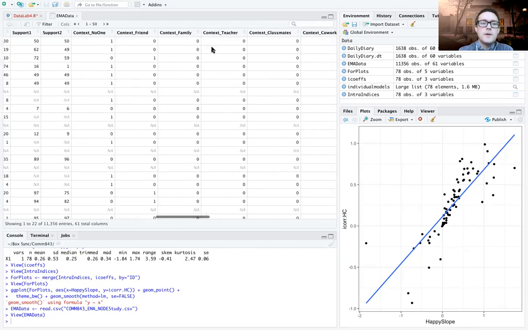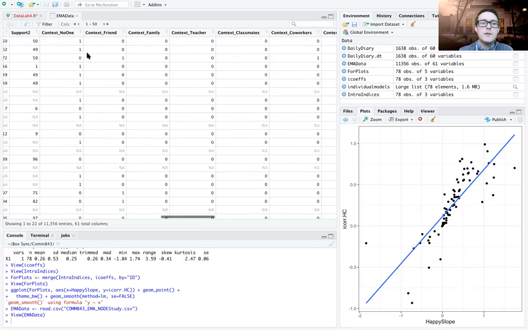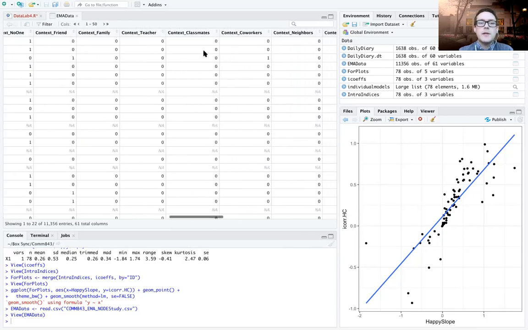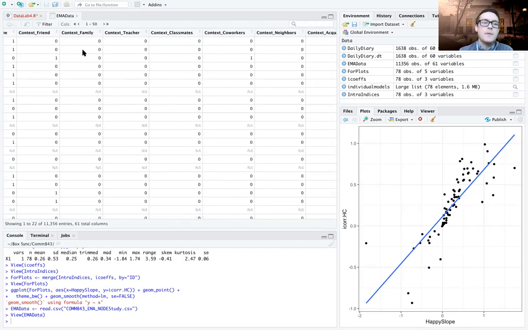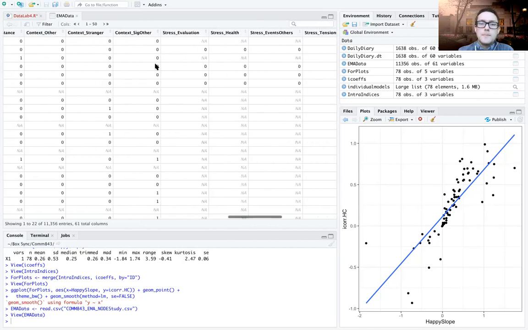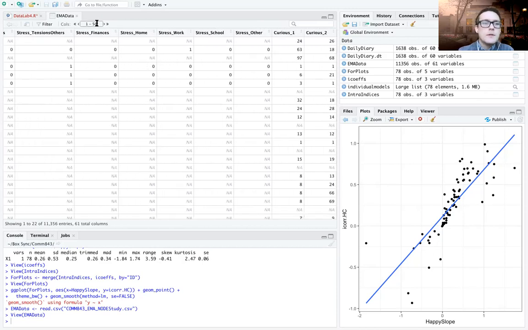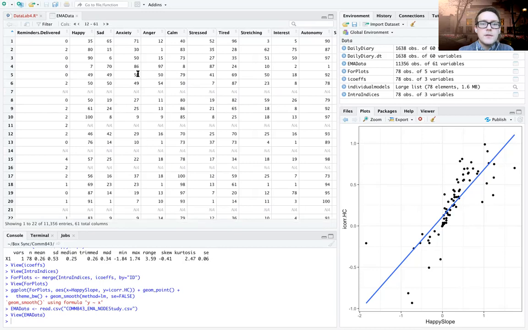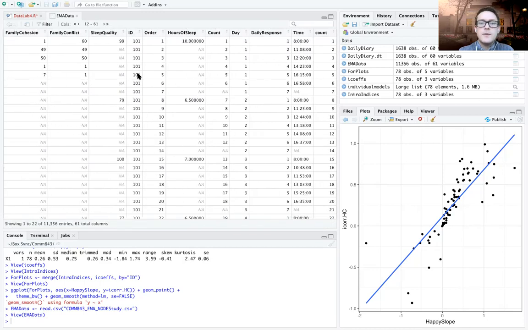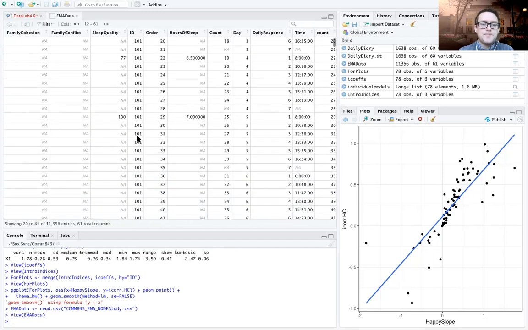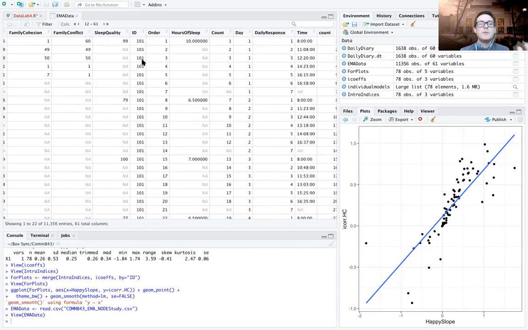You also have some binary variables that tell you about the context that people are in. Are they with classmates? Are they with family? Are they with friends? Right, let's go to the end of our data set to see if there's anything else that we care about. You have some hours of sleep, and here's the ID variable that I was talking about. So that's useful.